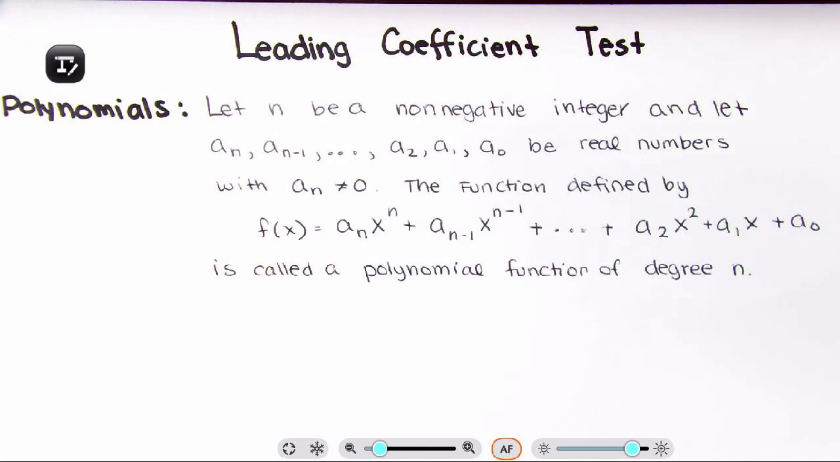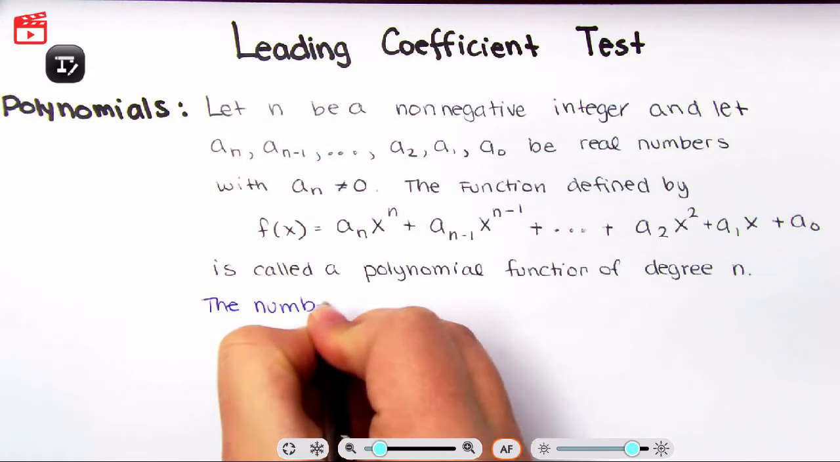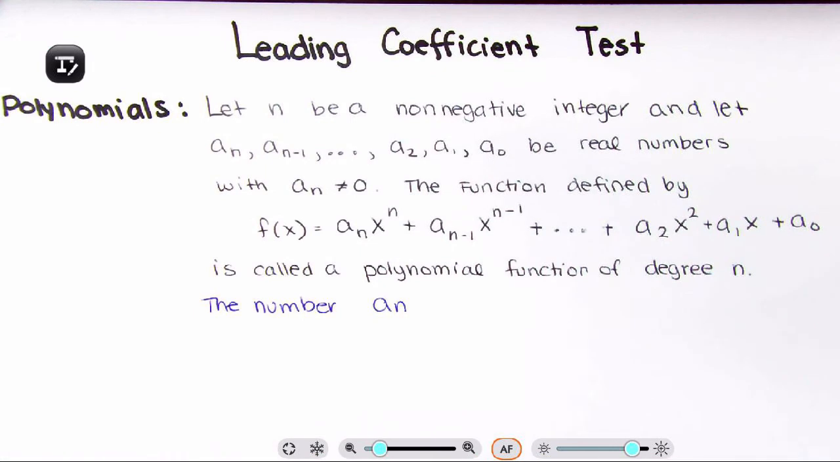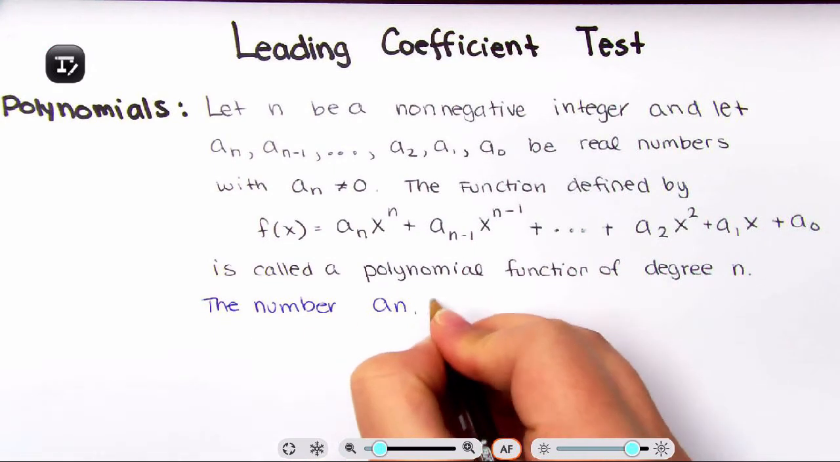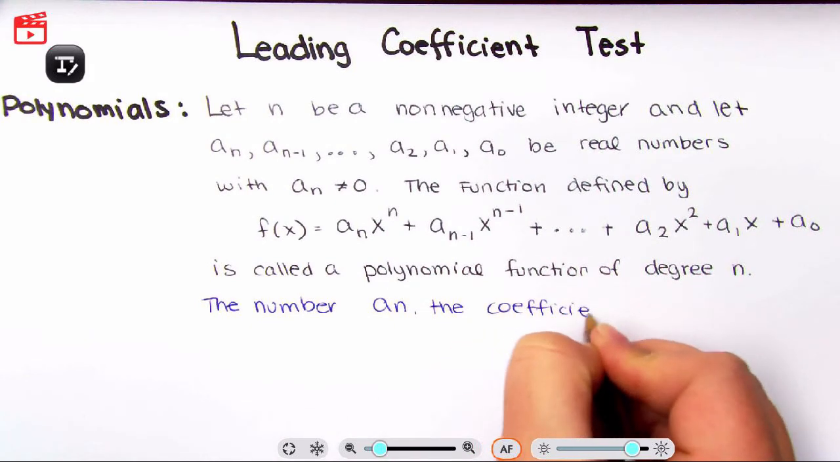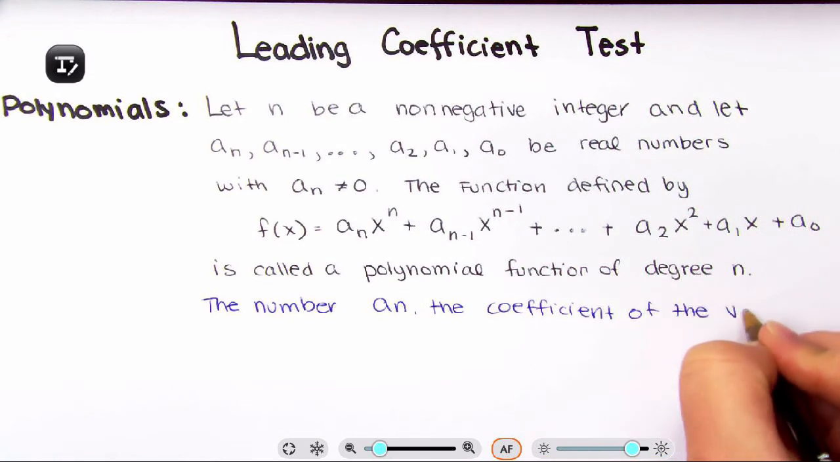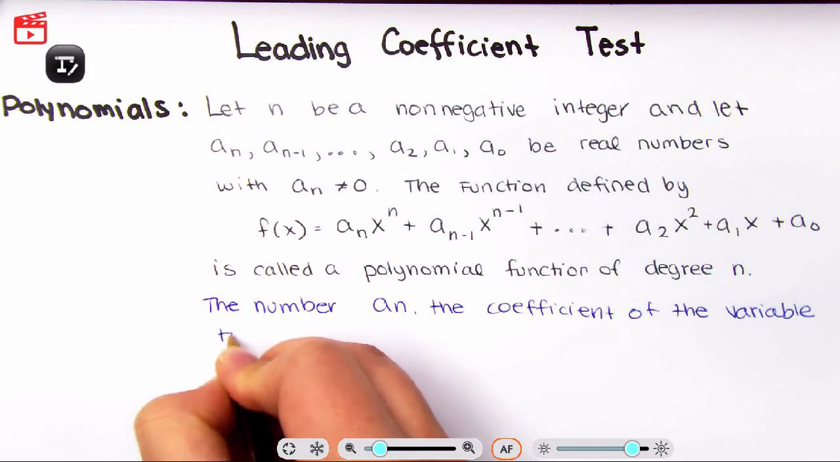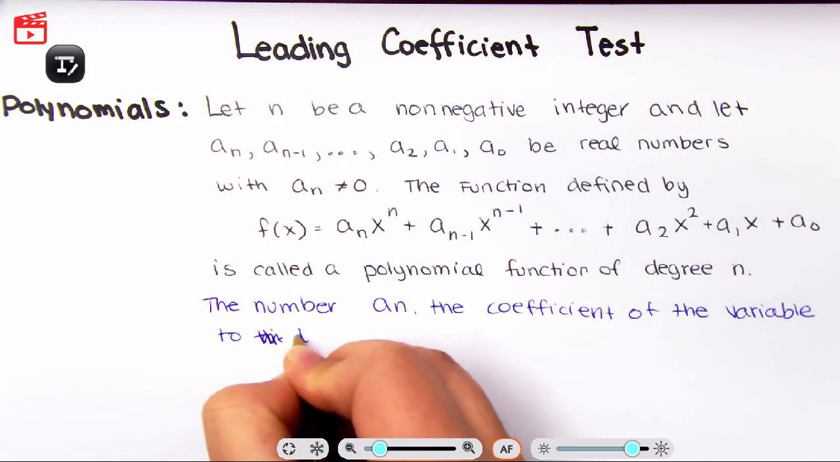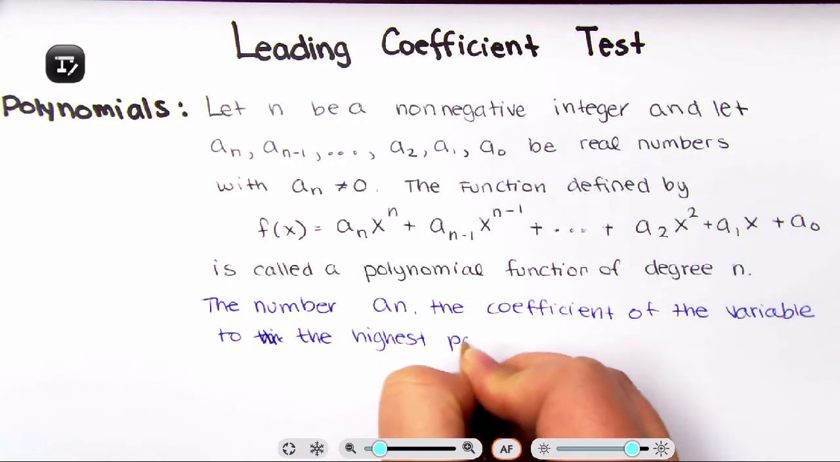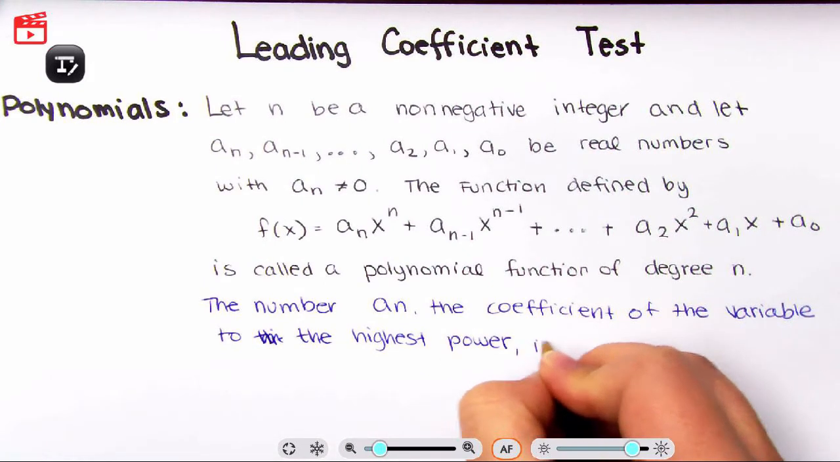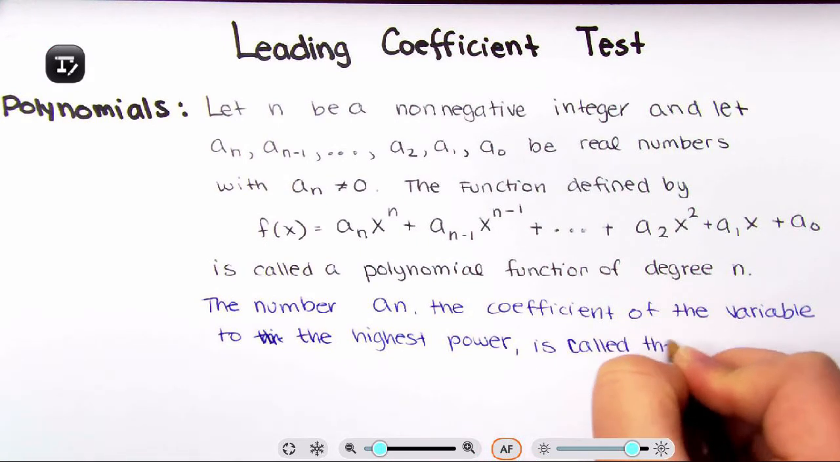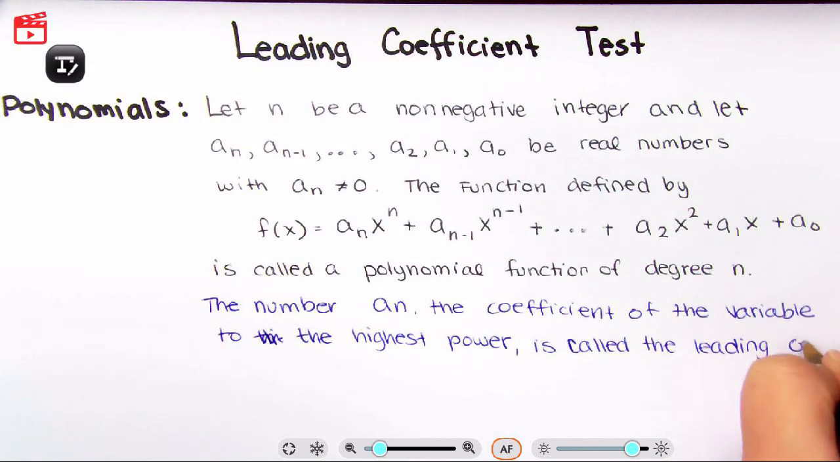So the next piece of information that I'm going to write down is super duper important. That's why I wanted to give you this definition. The number a sub n is the coefficient of the variable to the highest power. It is called the leading coefficient. Okay, that's the most important information for me.